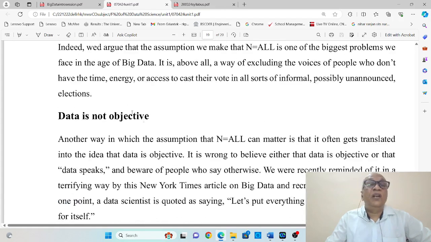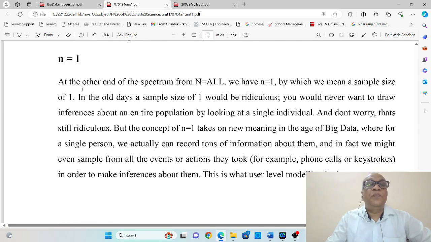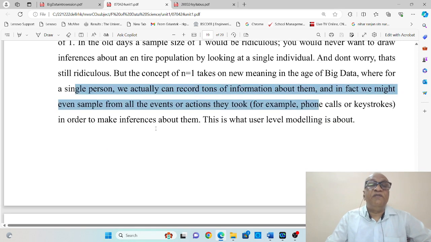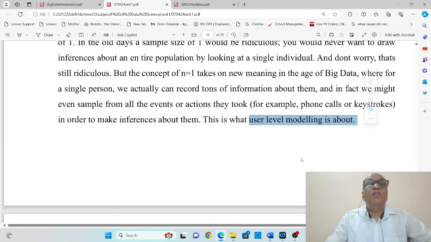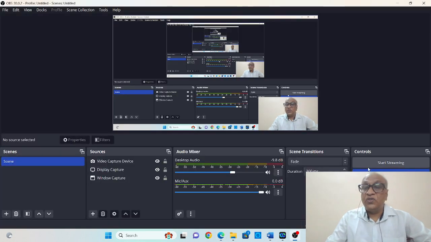There is one more extreme aspect called n equal to 1. Here n equal to all indicates the entire data, and n equal to 1 indicates only one sample, right? One observation. In the old days this was not taken into consideration at all, but nowadays, in the context of big data, n equal to 1 also can be important. For example, about a single person we can get a lot of information, and his every activity, and we may draw some inference from that. This is called user level modeling. So with this we'll stop for today.